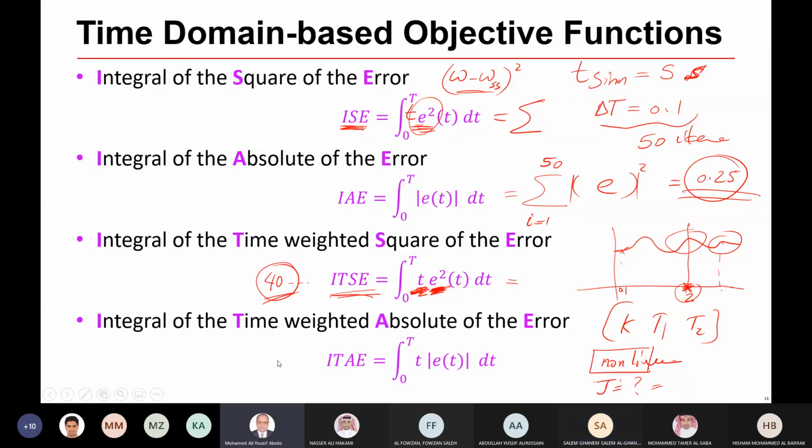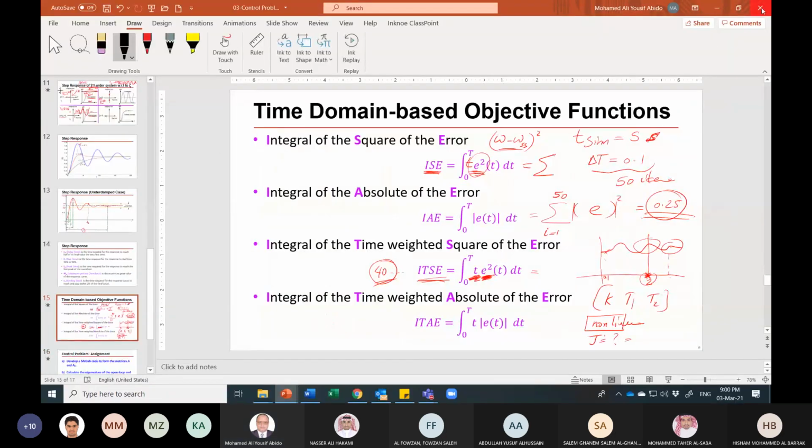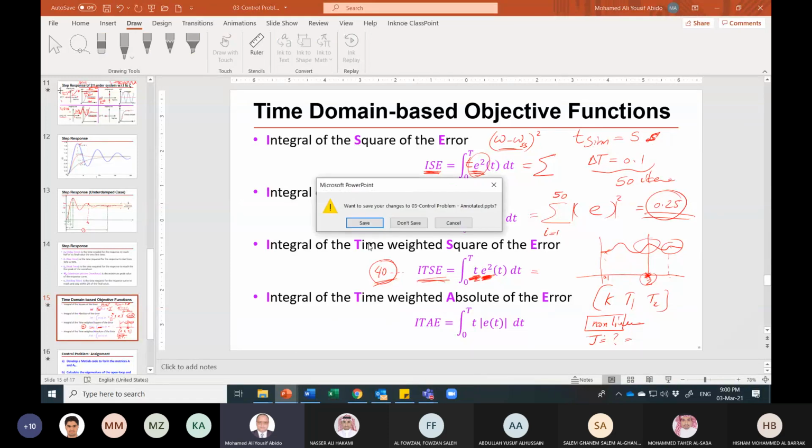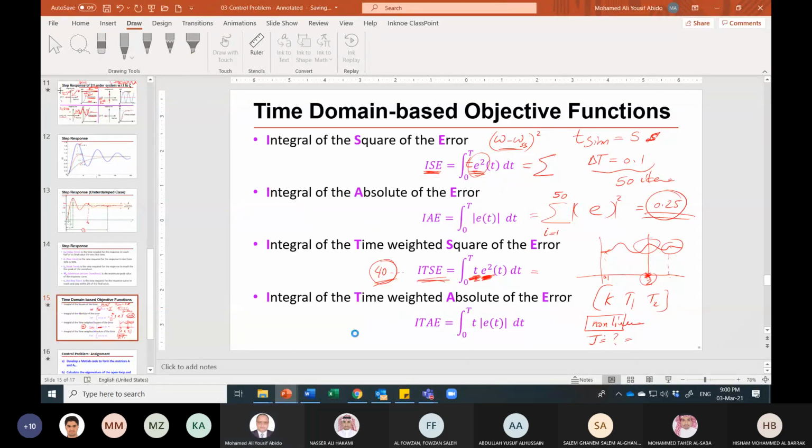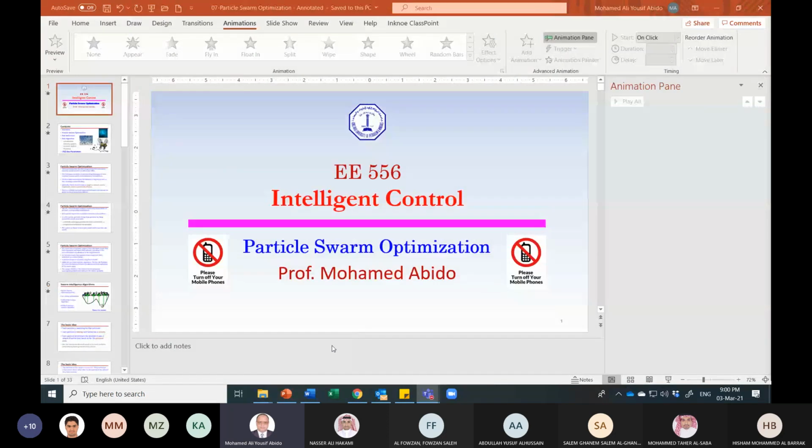So I think that this is what we can say about the dynamic or time domain simulation. Okay, so let us move to a new technique, which is particle swarm optimization.